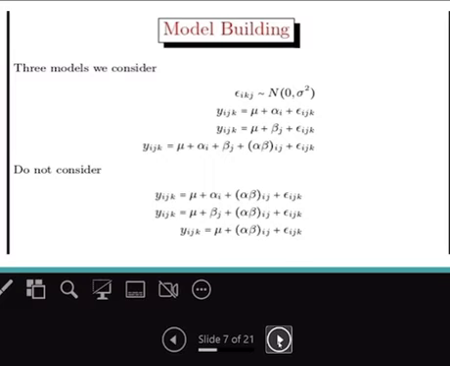And the third one, which is y_ijk equals mu plus alpha i plus beta j plus alpha beta ij plus the error e_ijk, maybe that is a two-way analysis of variance model with interaction, where mu is just talking about the overall effect, the mean effect, alpha i is talking about the effect of the type of sandwiches, beta j is talking about the effect of types of bread, and alpha beta ij is talking about the effect of the interaction of the type of sandwiches and the levels of bread.